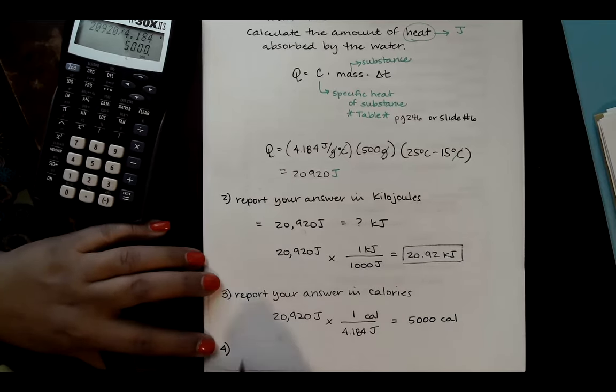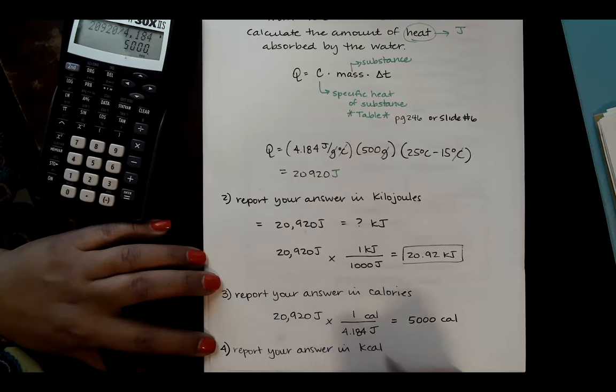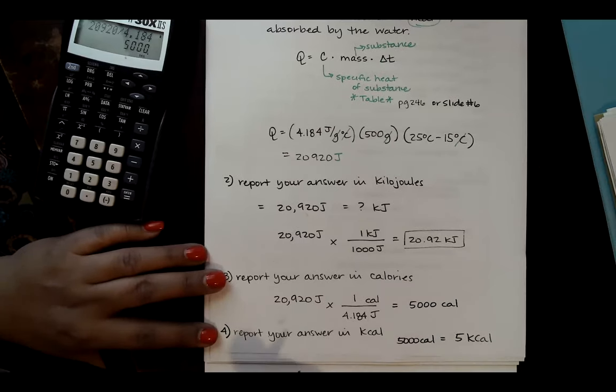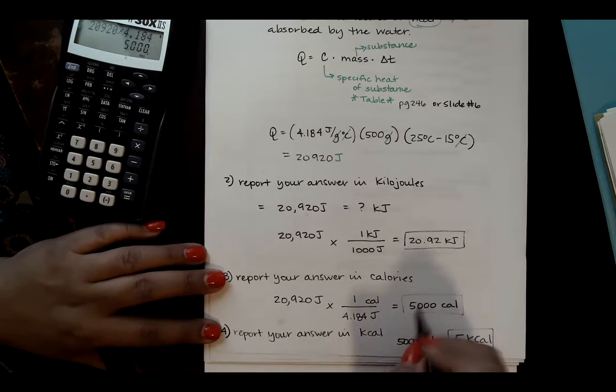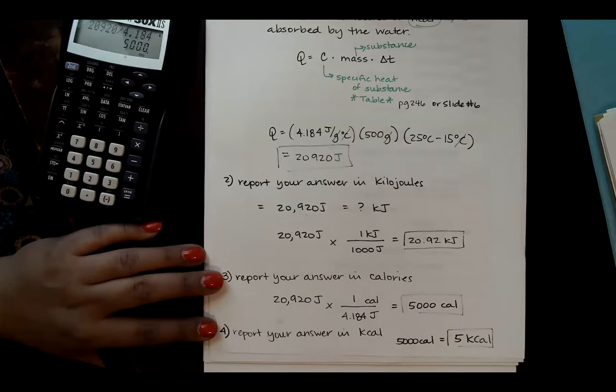And just for funsies, if you had to report your answer in kilocalories, then 5,000 calories is equal to 5 kcal. Remember, I'll always write kcal when I'm doing my handwriting so that you don't confuse my little c's with capital C's. So all of these answers are equivalent to each other. They're all the same number.